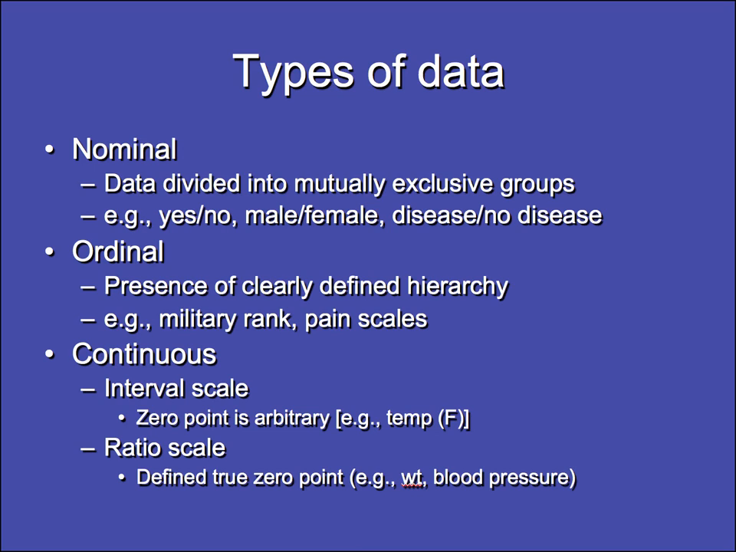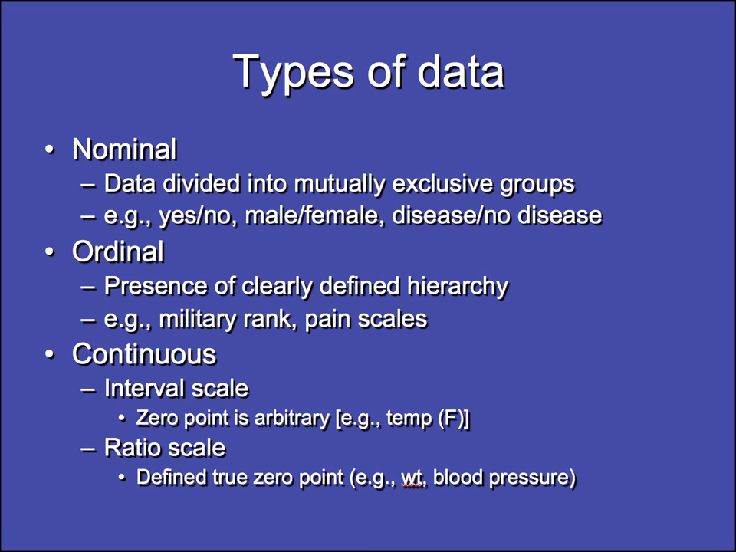So with ordinal data, as you move from one point to the next, there's some meaning there. For example, as you move from one rank of the military to the next, you go up in prestige, but going up from one rank to the next may mean different things at different points in the ranking system. Pain scales is another example. A patient going from a pain score of 0 to 1 may show something different than a patient moving from a pain score of 9 to 10.